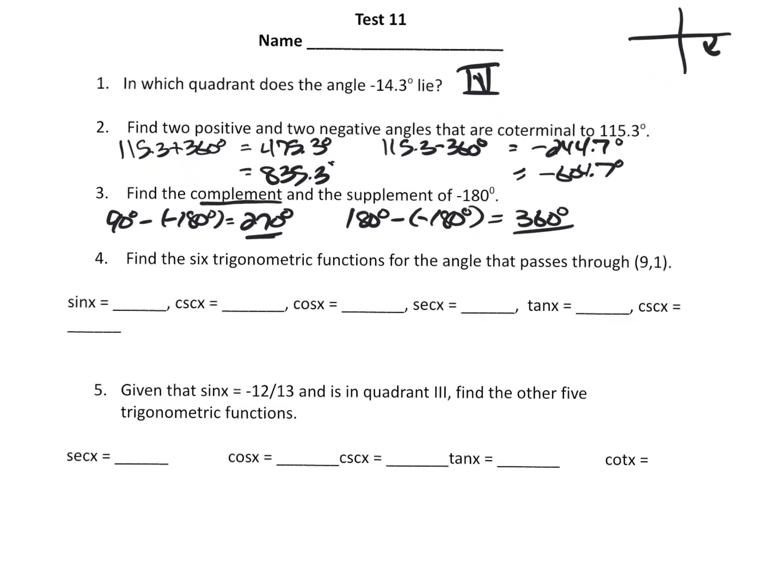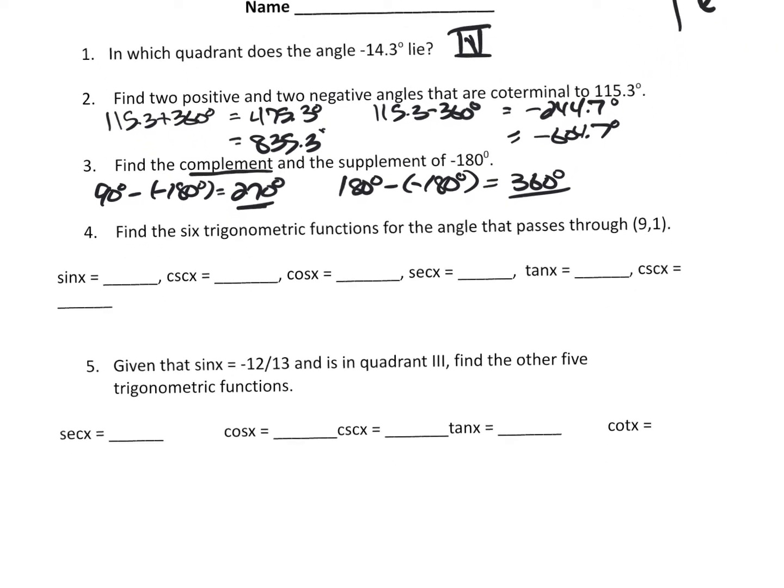Number 4 says find the 6 trig functions in the angle that passes through 9, 1. Not a bad problem, but you remember, to do this, you need to find r first. So to find r, you do r is the square root of x squared plus y squared. X is 9, x squared would be 81. Y is 1, 1 squared would be 1. We're going to get the square root of 82, which is probably not what you were expecting.